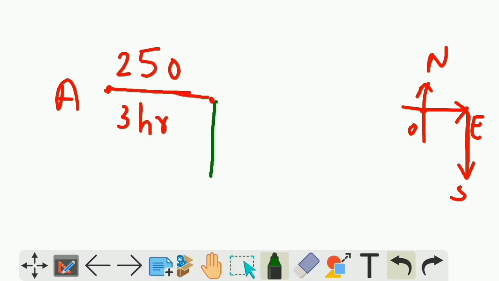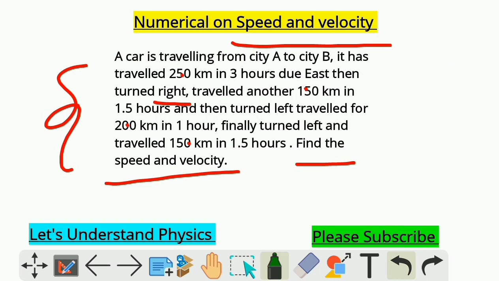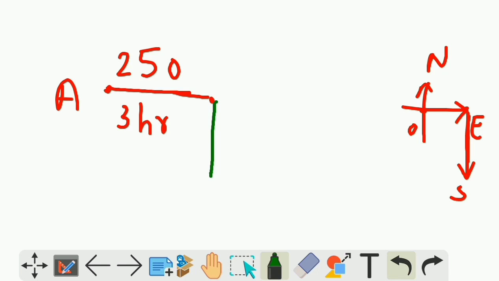Towards the south. Then learn and write the distances and times that they have given correctly, and learn the directions properly, otherwise you may go wrong. Let's write this is 150 km, 1.5 hours. After this you are here.